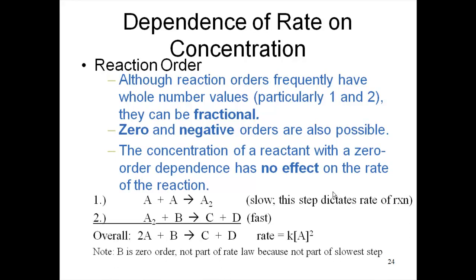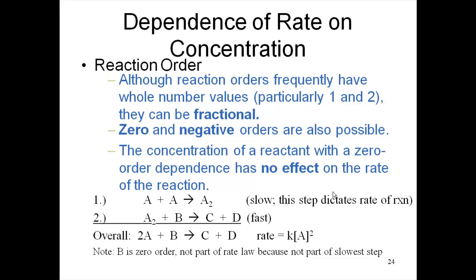Let's go into a little more detail on 0 order, since we will encounter it some. What's happening is you have a several-step procedure. For instance, you have A plus A gives you A2, and let's say this is the slowest step of a reaction. That A2 molecule now collides with B and forms C and D. And let's say that step 2 goes pretty fast.